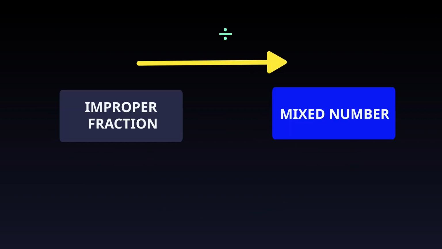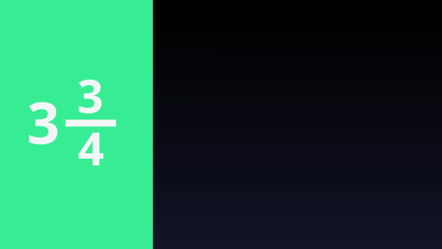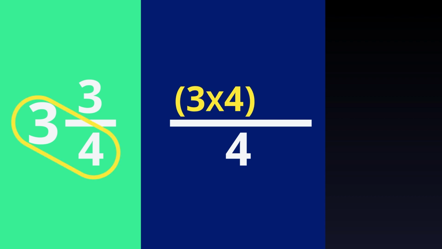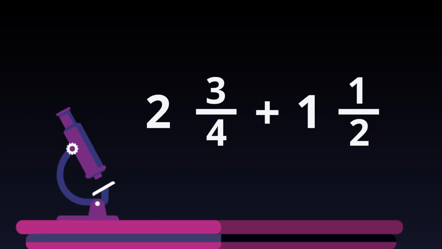Now, to convert from a mixed number to an improper fraction, do the inverse or opposite. Instead of dividing, we will multiply. Take the example, 3 and 3/4. Take your whole number 3 and multiply it with the denominator, 4. 3 times 4 equals 12. The last step is to add the numerator, which is 3. 12 plus 3 equals 15. So 3 and 3/4 becomes 15/4. Well done if you kept up.